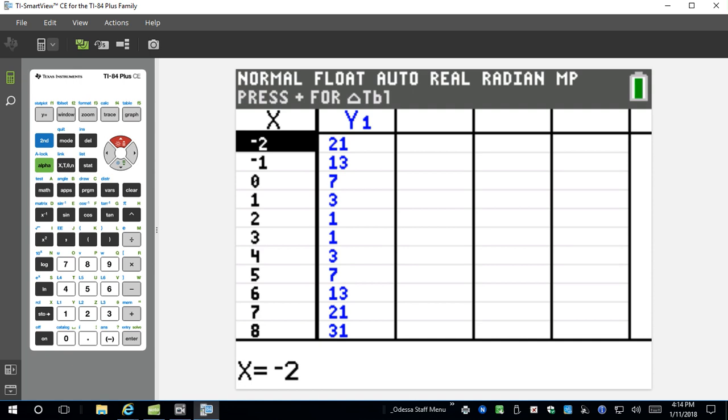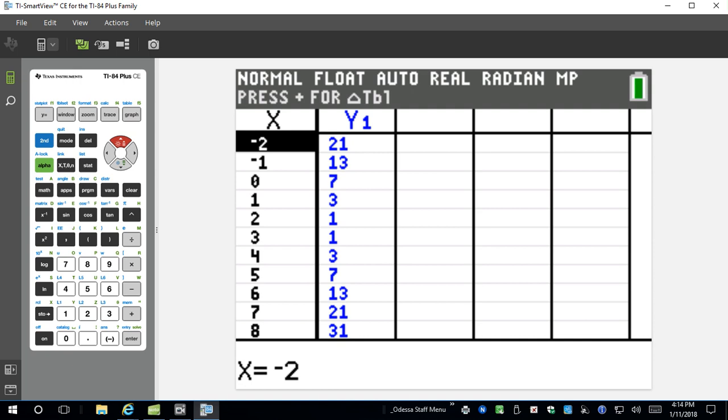Now, remember, guys, with these quadratics, we get these repeating y values. You see it goes 21, 13, 7, 3, 1, 1, 3, 7, 13, 21. You get that repeating pattern. Remember, these quadratics are symmetrical. So what I'm going to do, guys, is use these points, go over to my graph, and plot these points.